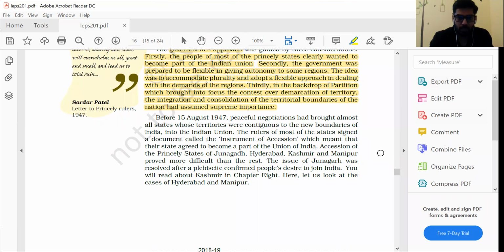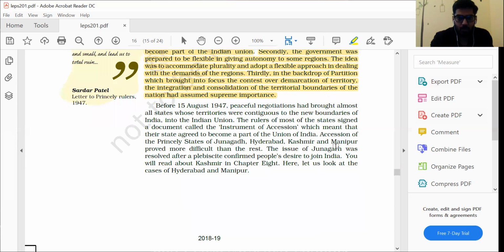So peaceful negotiations started, and most of these rulers signed what is called the Instrument of Accession with the government of India, which meant that their state agreed to become a part of the Union of India. So if there was some king in Bihar and he signed the instrument of accession, he is now a part of India. Similarly, all these 563, except four or five, the names that I mentioned a few minutes before, all became part of India.